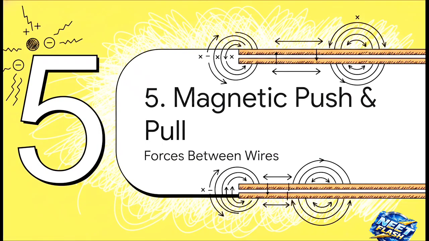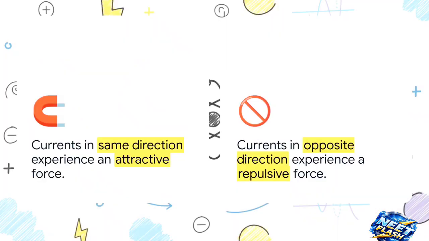All right, our final stretch, Section 5, the magnetic push and pull. Let's scale things way up from tiny microscopic charges to massive parallel copper wires. What happens when two of these fields overlap? It's actually kind of paradoxical. We're so used to hearing opposites attract, right?